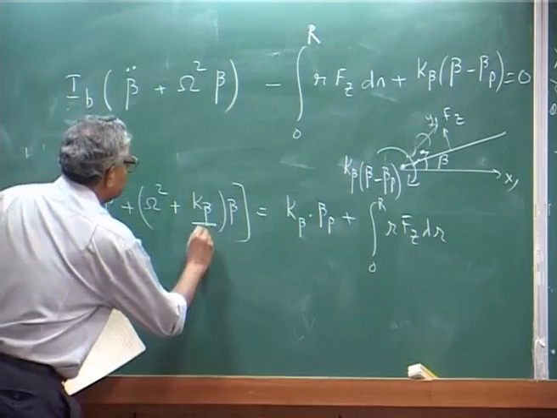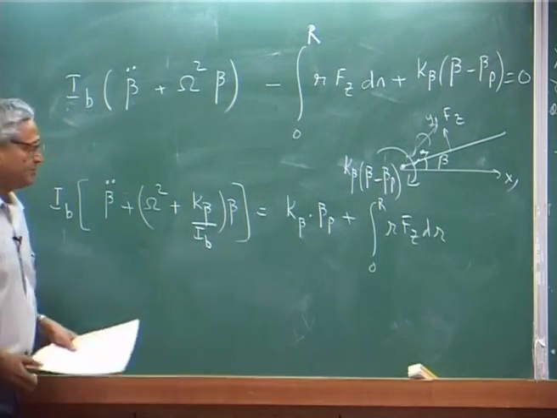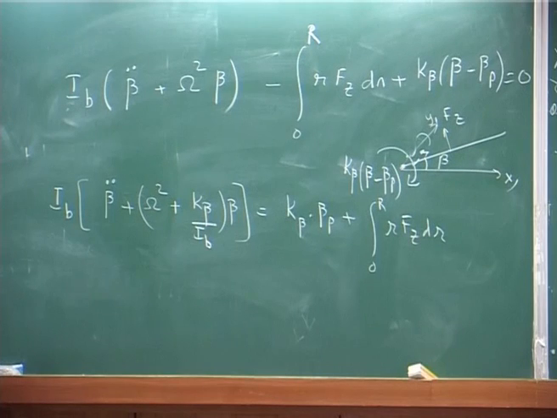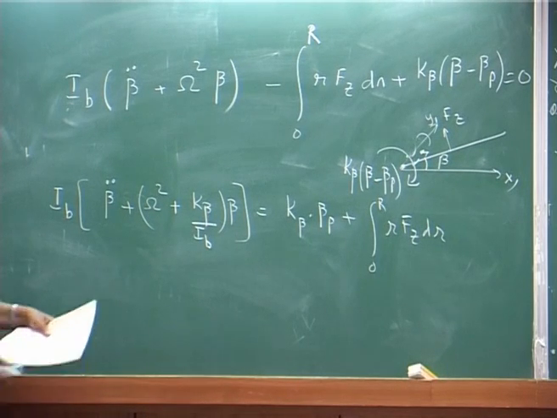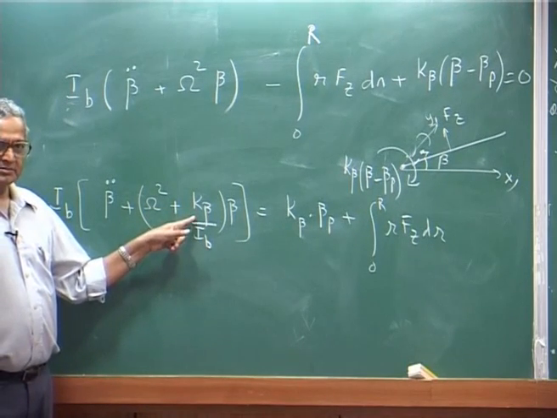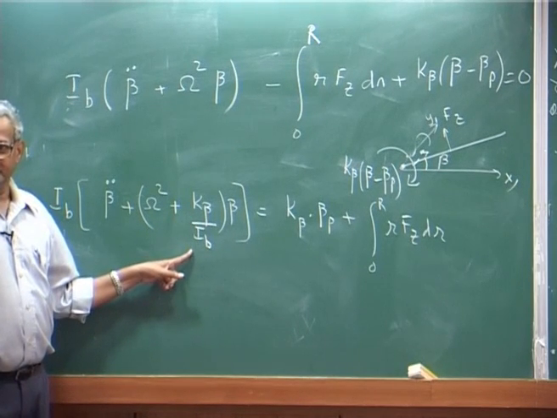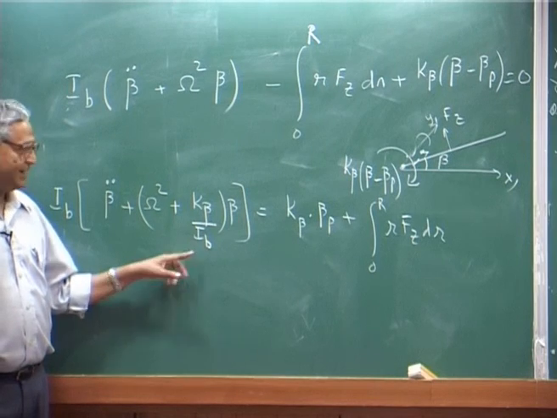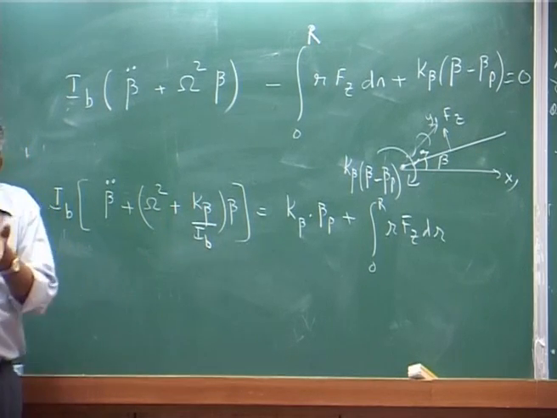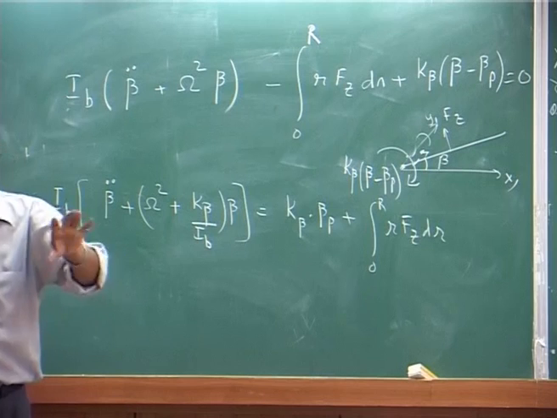Sorry, I have to put an I_b, because k_beta over I_b, all right. Now, this is like spring by k by m. So, I am adding additional stiffness to the blade.